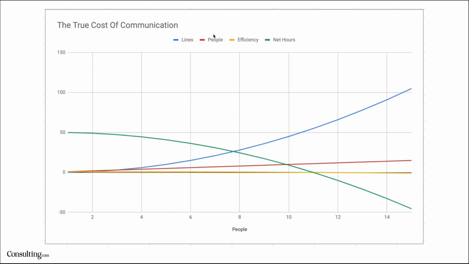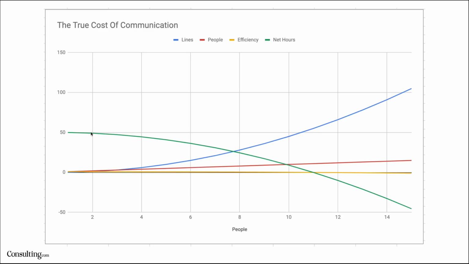And so here we can see this red line is the linear increase in the number of people. But then here, this blue line, this is the number of communication lines, and it grows exponentially in relationship to a linear addition of people. And what you really have to watch out for isn't the number of people, but the number of connections between the people. Because this is where the inefficiency happens, and the communication happens, and this is really where all of the cost gets absorbed.